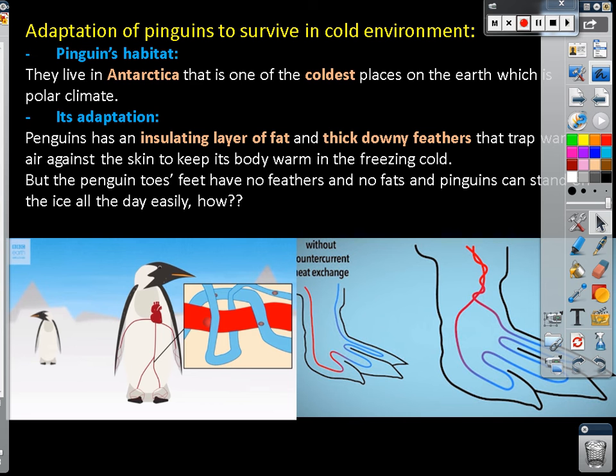These toes are not covered by feathers or fat, but the warm blood inside the body of the penguins, or the warm blood vessels, wrap around the cold blood vessels. So the warmth or the temperature can move from these warm blood vessels in the body to the blood vessels inside the toes of the penguin. So it can feel warm, and the blood inside the toes will be warm all the time.